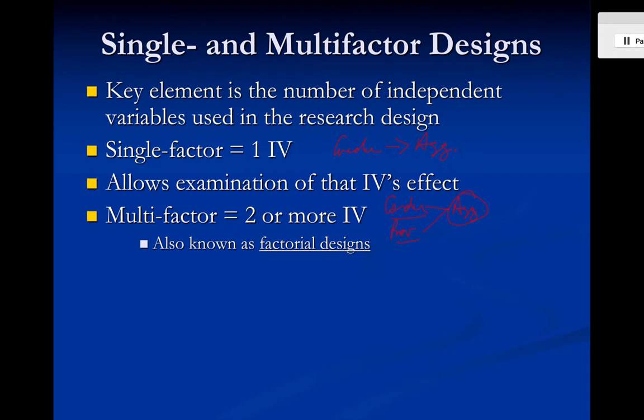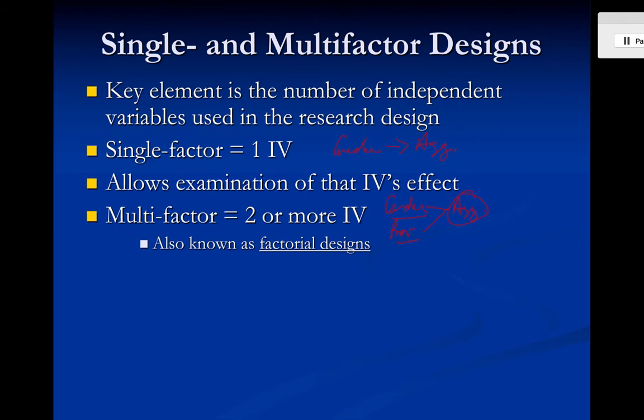How many more? I don't know. It can be 5, 6, 7, 8. It doesn't really matter as long as it's just two or more independent variables. And that's the key with a factorial design, that we have to have two or more independent variables. Now here, you'll notice that I'm keeping separate the idea of having two or more groups.